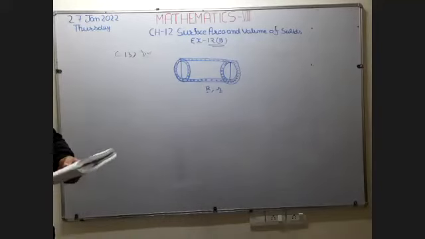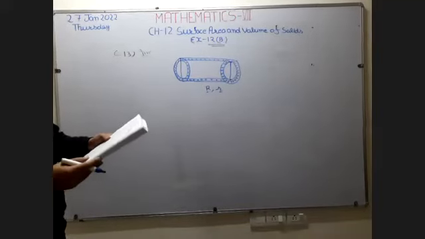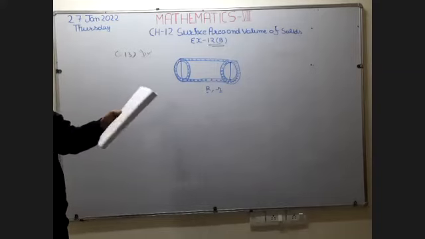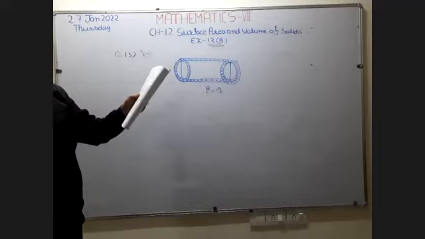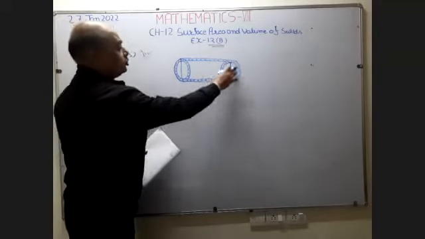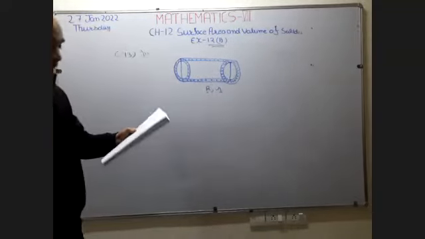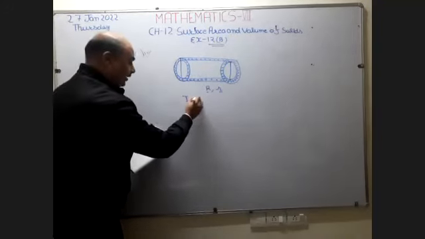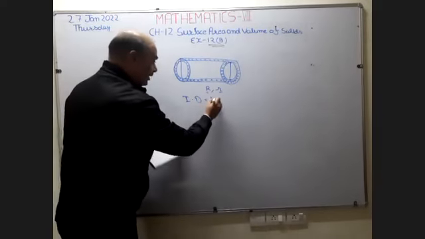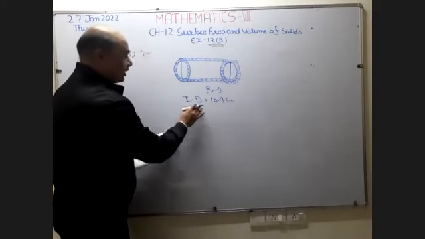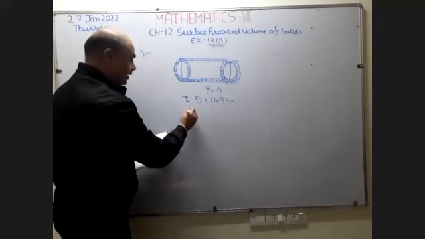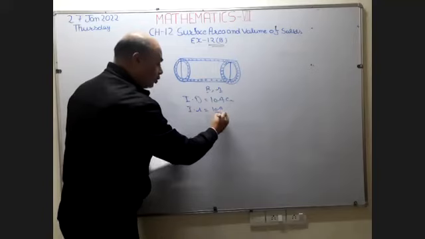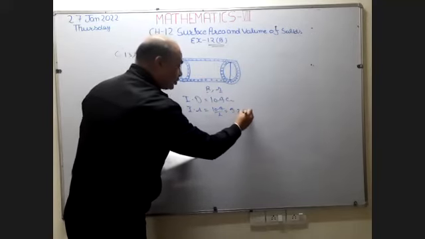Now check your question. What is given? This is your question number 13. A cylindrical tube open at both ends. It's made of metal. The internal diameter of the tube is given as 10.4 centimeter. If the internal diameter is 10.4 centimeter, then the internal radius becomes 10.4 upon 2, which is 5.2 centimeter.